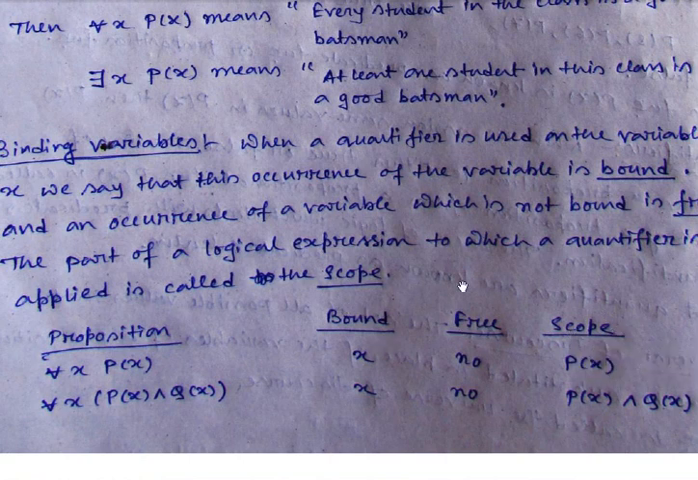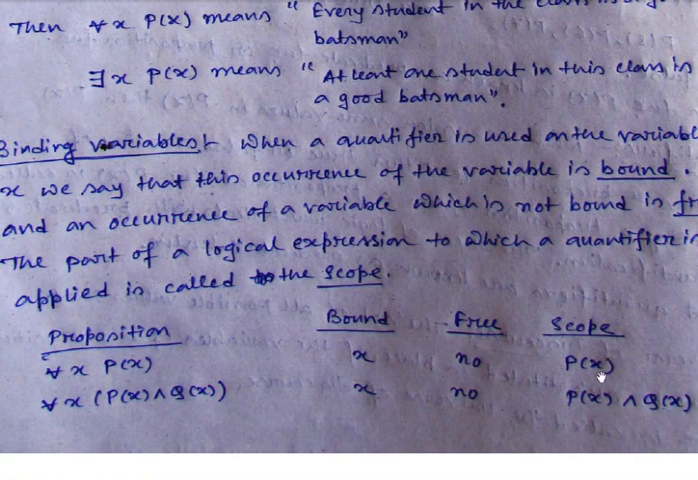If I write for all x P(x), you can see that x is our variable, and for all x is present here, which means the universal quantifier is appearing. On which part is the universal quantifier applicable? It is applicable on the x part, so x becomes the bound variable. There is no other variable present in this proposition, so there is no free variable. And what is the scope? For all x, the quantifier is applied on which propositional function? It is applied on P(x). So what is the scope of our universal quantifier?